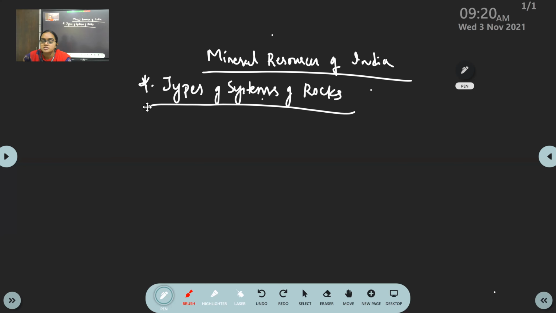See, one thing, just remember: not every rock is of the same age. Rocks were formed at different time periods, so based on this, we have different systems of rocks. Rocks were not formed at a single period. We have classified them based on their formation, when they formed. First type, just note down the names. It will help you. First one, Archean system.